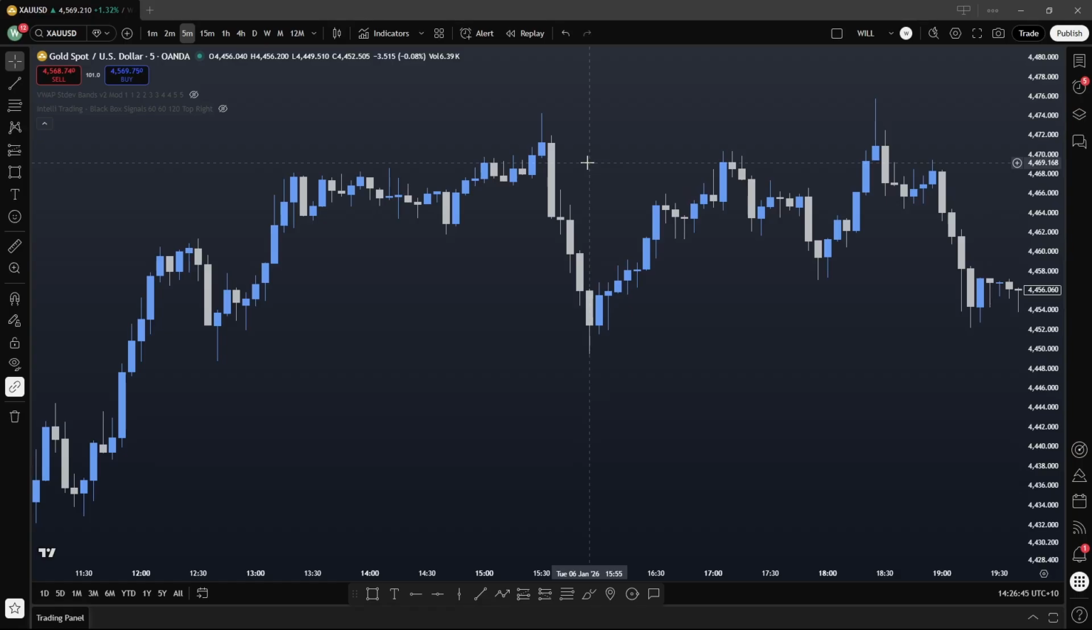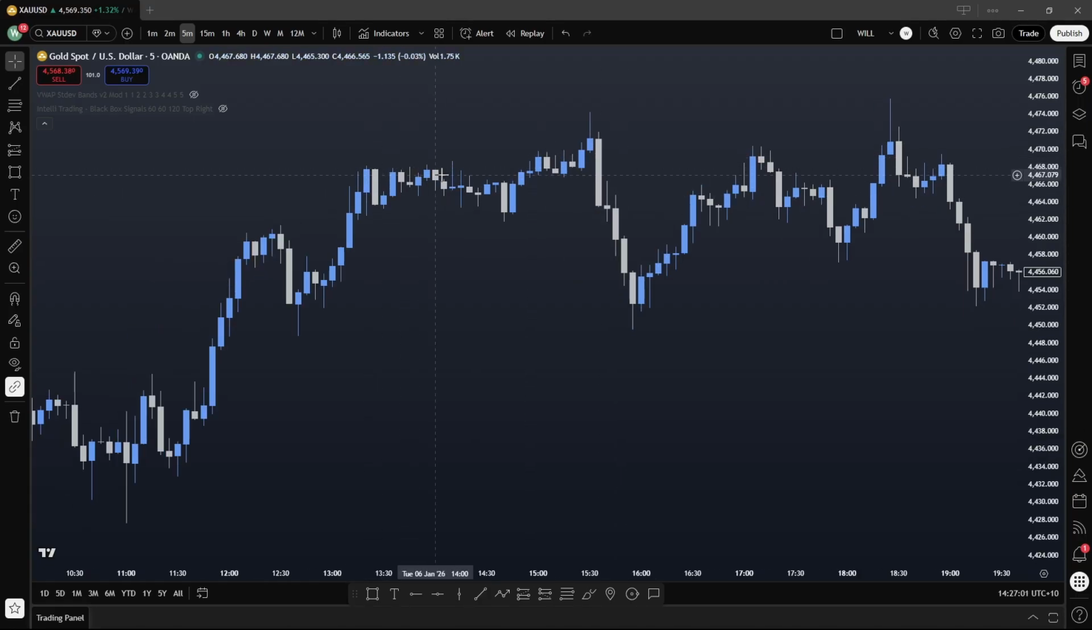A doji candle is essentially a wick to the upside, a wick to the downside, and the body is very small. It's right in the middle. It essentially means price is slowing down, it's had a retracement, or it's in indecision. So usually when price is consolidating, you see quite a lot of these.